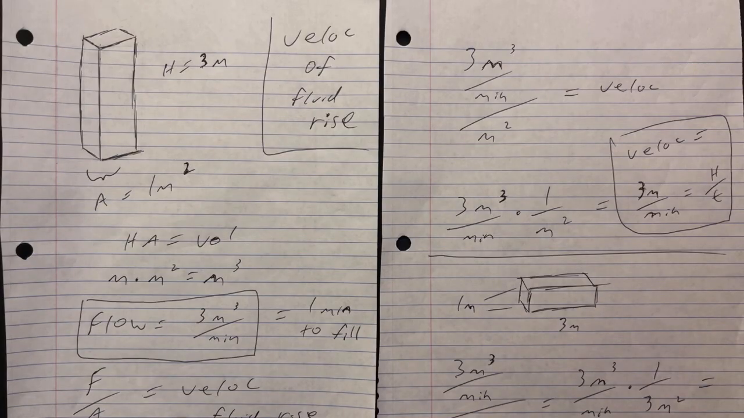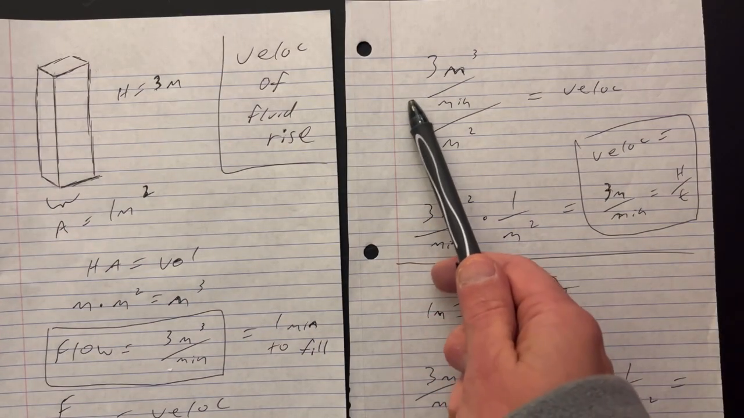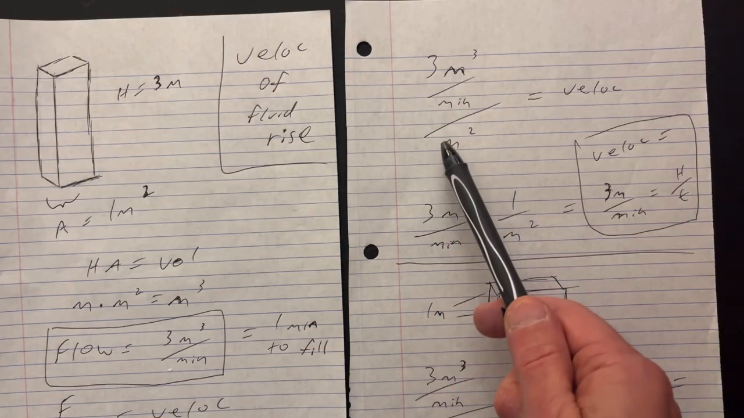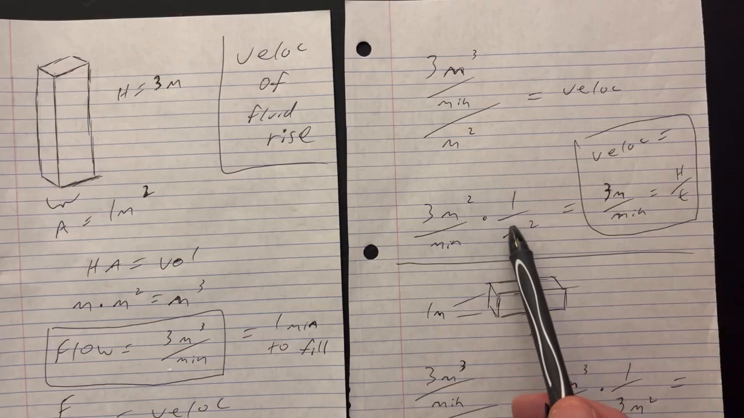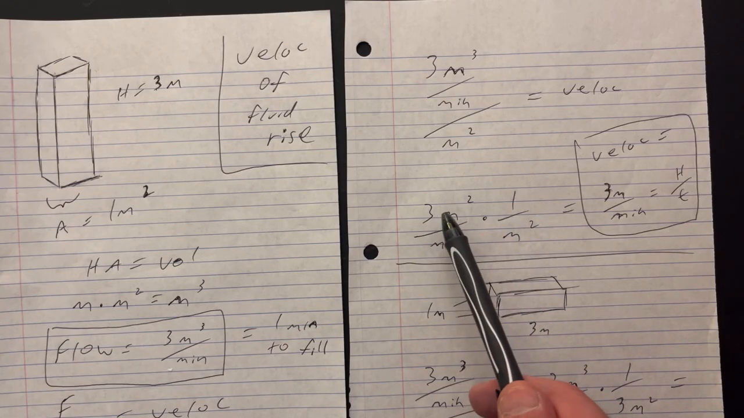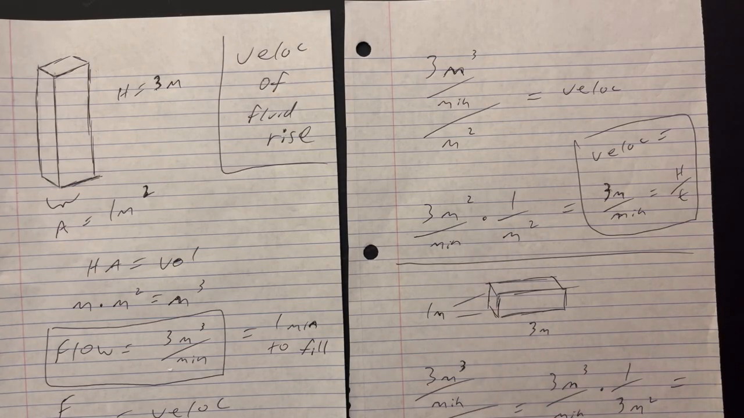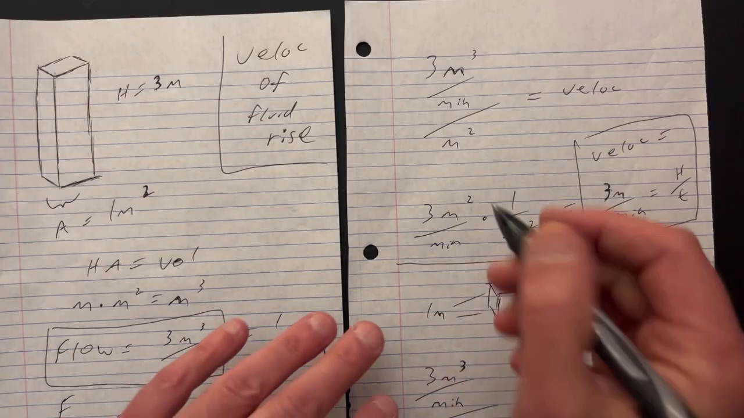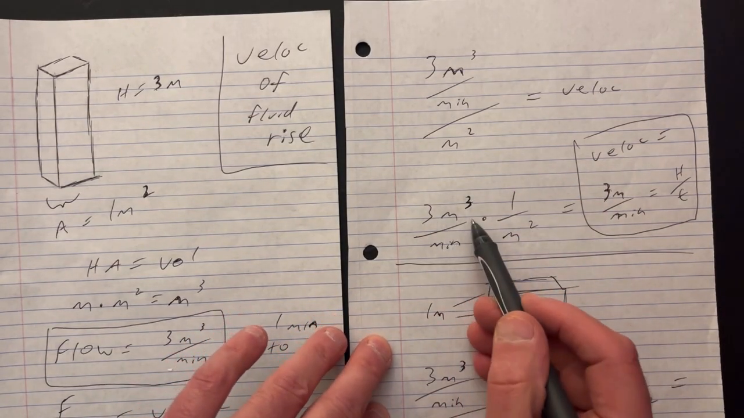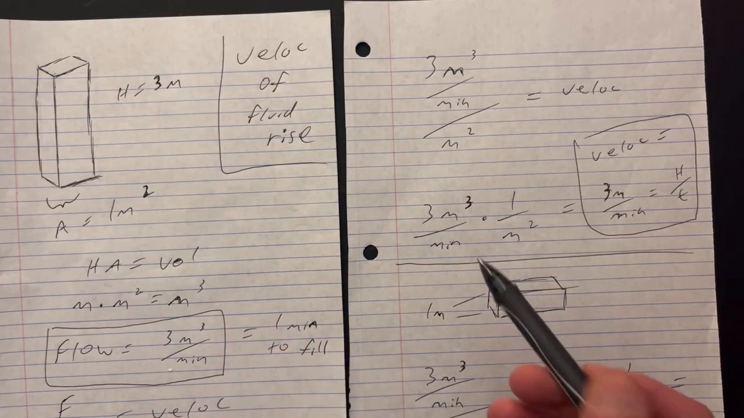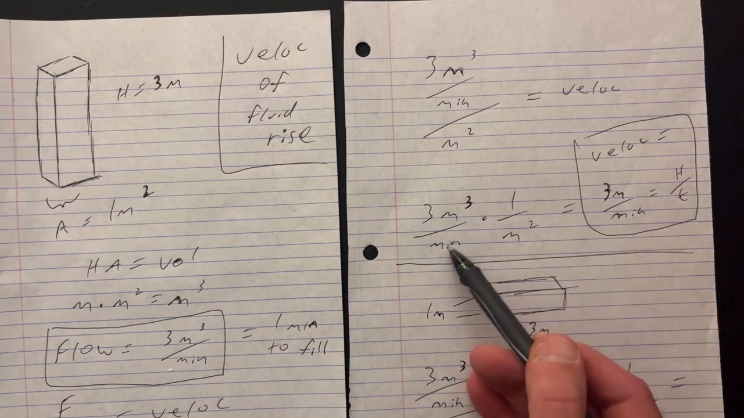Now I'm going to show the math of the velocity of this fluid rise. Flow over area: 3 cubic meters per minute divided by meters squared. Bring up your meters squared here to a separate fraction and it's in the denominator. Meters cubed right here is the flow rate divided by meters squared. This turns out to just be meters. So you've got 3 meters per minute.